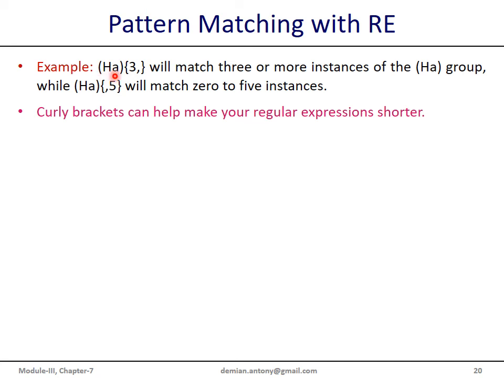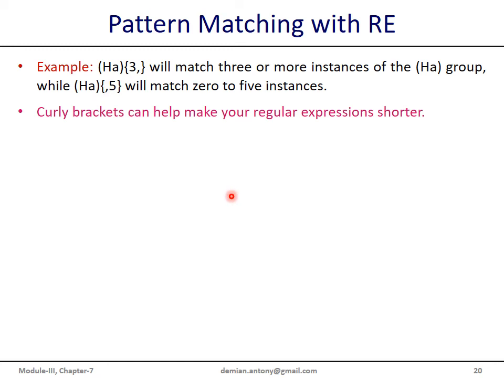Here you can see we have an optional upper bound. It means that this regular expression will recognize the pattern having HA 3 times, 4 times, 5 times, and so on, because it is unbounded. Similarly, this regular expression will match a pattern with no HA because the lower bound is not present, so 0 up to a maximum of 5 times. It recognizes no occurrence of HA, or 1 occurrence, 2 occurrences, and up to a maximum of 5 occurrences.